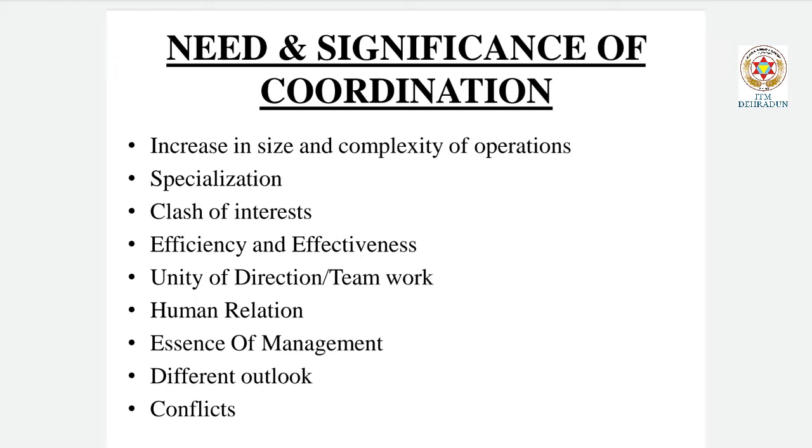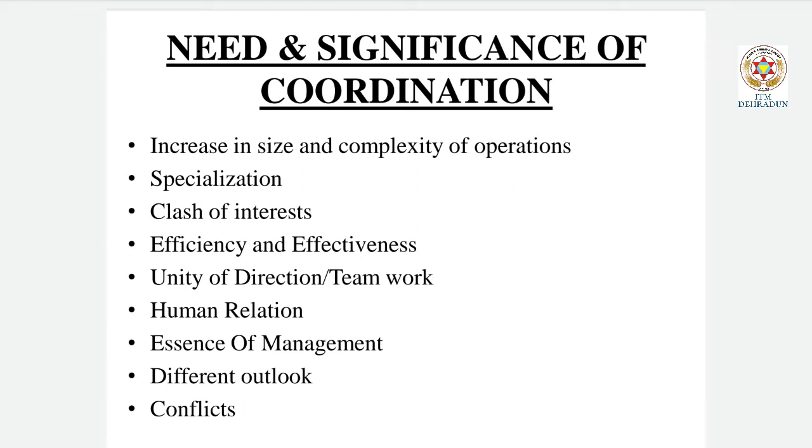Specialization is division of work into specialized functions and departments, which leads to diversity and lack of uniformity. Clash of interest: coordination is needed to avoid conflict between the individual and the organizational goal. Effectiveness and efficiency: coordination helps to improve the efficiency of operations by avoiding overlapping efforts and duplication of work. Quality of coordination determines the effectiveness of the organized efforts.